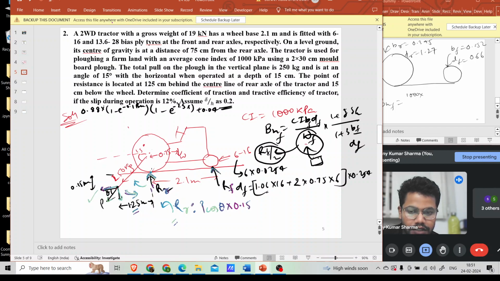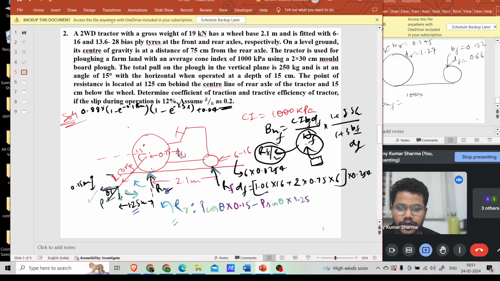That was your doubt, right? So P cos theta is acting clockwise, and we are giving it positive. P sin theta is acting anti-clockwise. We will take it as negative. P sin theta into an arm of 1.25.